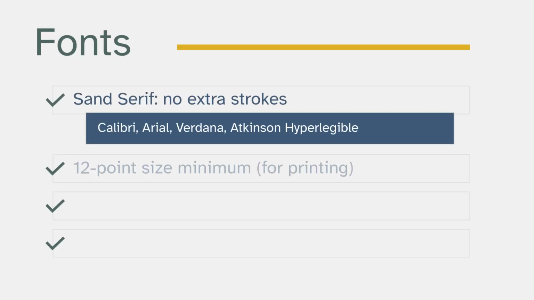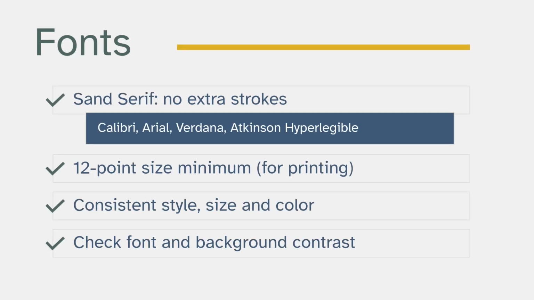When selecting fonts, use sans serif styles without decorative strokes. Fonts such as Calibri, Arial, and Verdana are accessible options. For these slides, I used Atkinson Hyperlegible, which was specifically designed to improve readability.